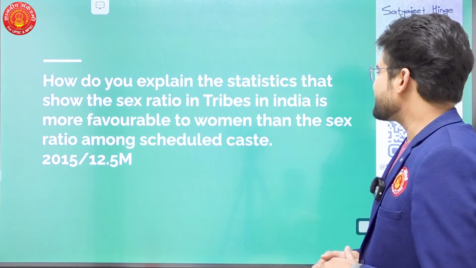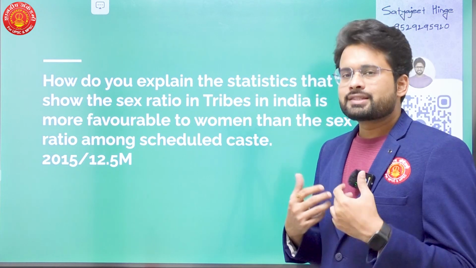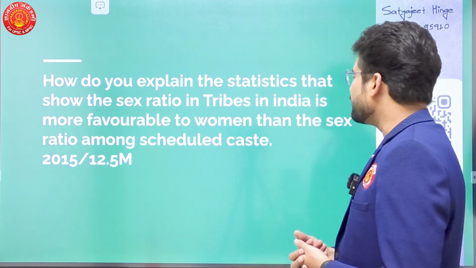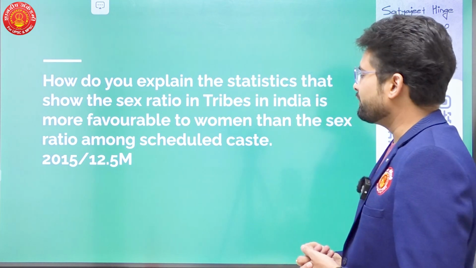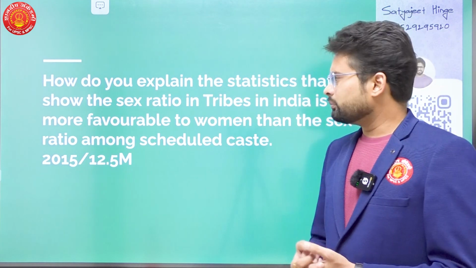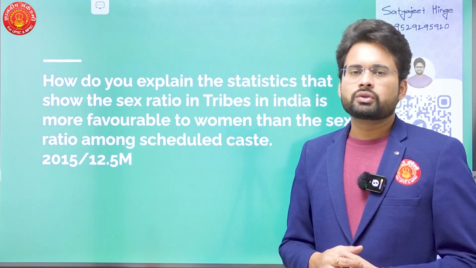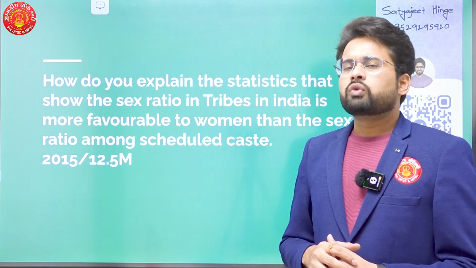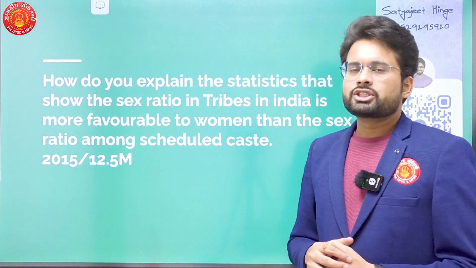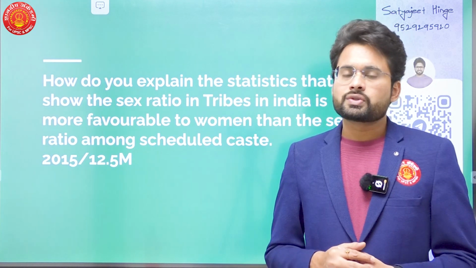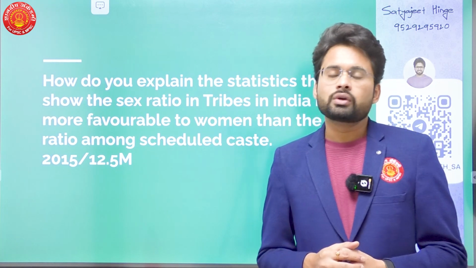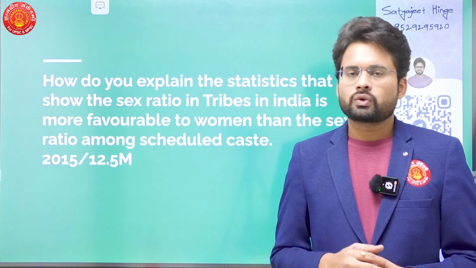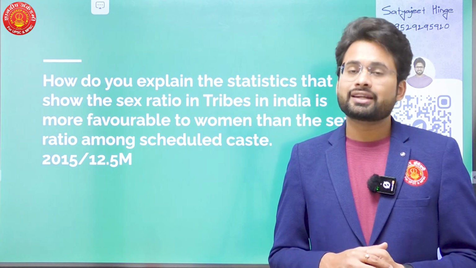How do you explain the statistics that show the sex ratio in tribes in India is more favorable to women than the sex ratio among the scheduled castes? Okay, so in simple words, if I would like to discuss the meaning of this question, what is the exact demand? They want you to explain how the scheduled castes have lower sex ratios than the scheduled tribes, and how we can observe the constant and sustained higher sex ratio in scheduled tribes than scheduled castes.